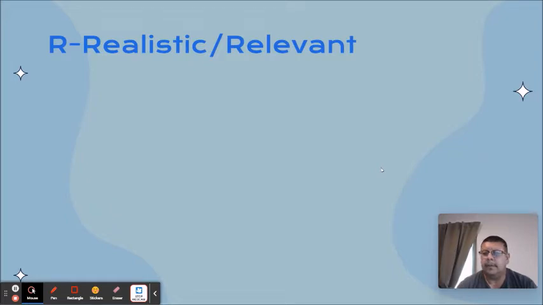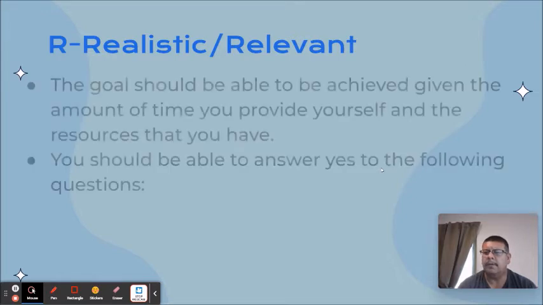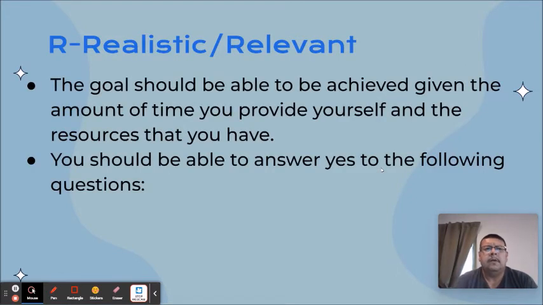The R in SMART stands for realistic or relevant. They both are synonyms. They both have the same meaning. So, the goal should be able to be achieved given the amount of time you provide yourself and the resources that you have.